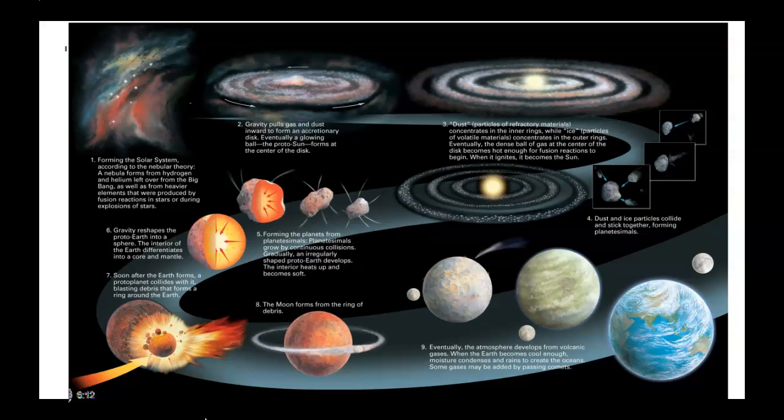Remember the interior of the solar system, or the rocky planets, and that lighter material formed the gaseous giants on the outside of our solar system. Okay, that's it.